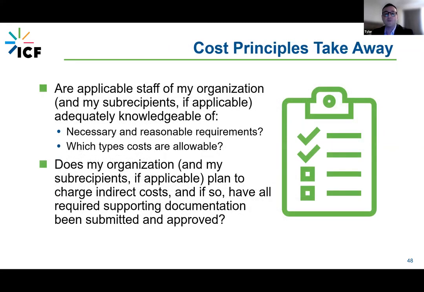So this wraps up our cost principles discussion. The following are questions or key takeaways. One, are applicable staff of my organization and my subrecipients, if applicable, adequately knowledgeable of necessary and reasonable requirements, and which types of costs are both allowable and allocable? And two, does my organization and my subrecipients, if applicable, plan to charge indirect costs? And if so, has all required supporting documentation for my organization been submitted to and approved by HCD? And with that, I'll turn it back over to Rudy.